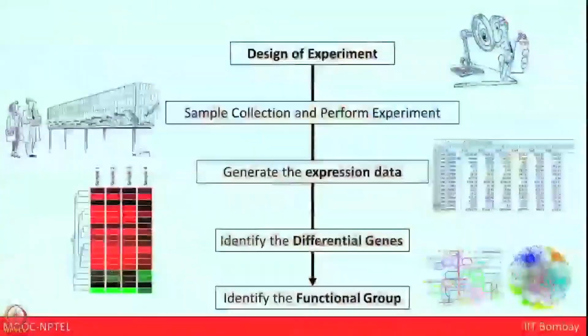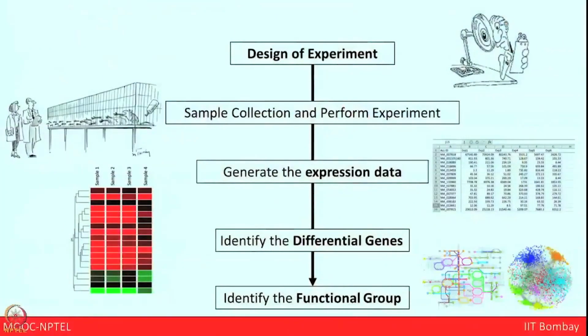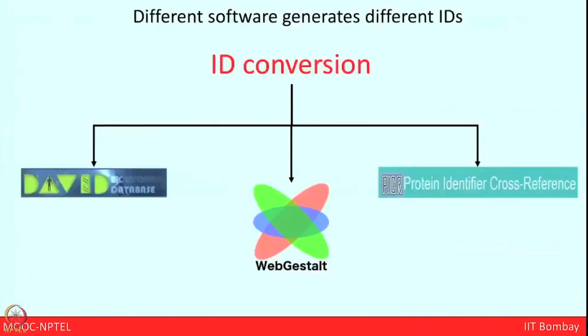After the secondary analysis, what I feel the most important thing to do is the tertiary analysis, that means identifying the functional group. This functional group identification is based on different pathway enrichment, network analysis and PPI modules, that is protein protein interaction modules. So, in the workflow, what I have added as the last step after the identification of the differential genes is to identify the functional group.